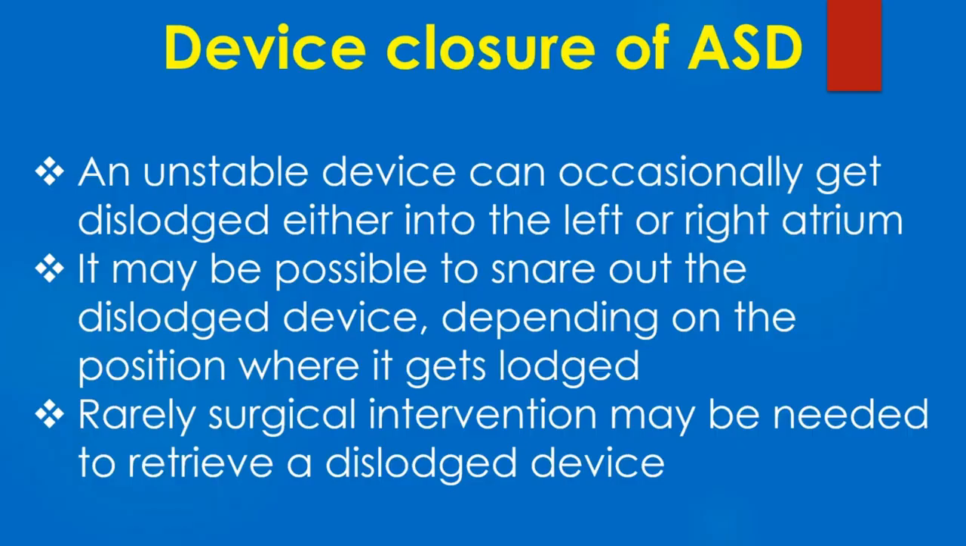An unstable device can occasionally get dislodged either into the left or right atrium. It may be possible to snare out the dislodged device depending on the position where it gets lodged. Rarely, surgical intervention may be needed to retrieve a dislodged device.